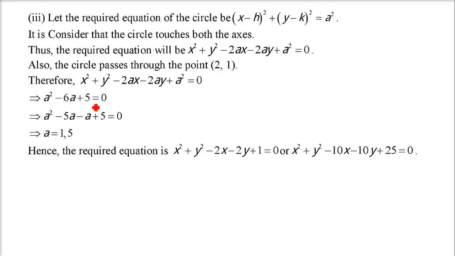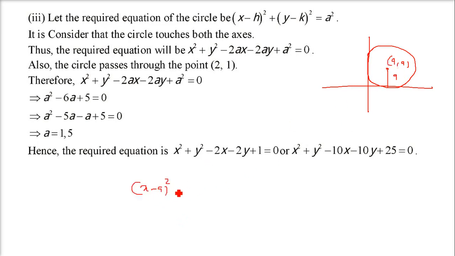The third one is saying which touches both the axes and passes through the point 2, 1. Again the same thing, we have just done a question like this. So it's touching both the axes. So the center will be (a, a), and the radius will be a. Just write it here. It is (x minus a) whole square plus (y minus a) whole square equals a square.